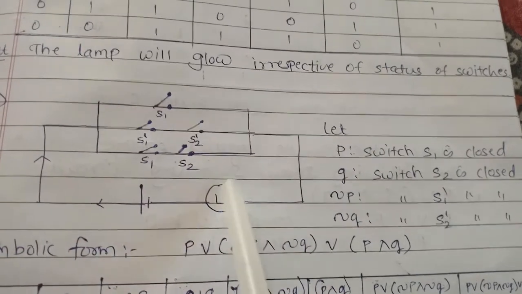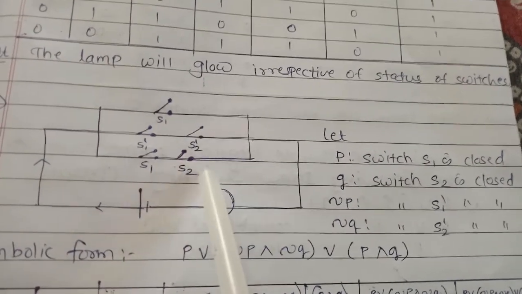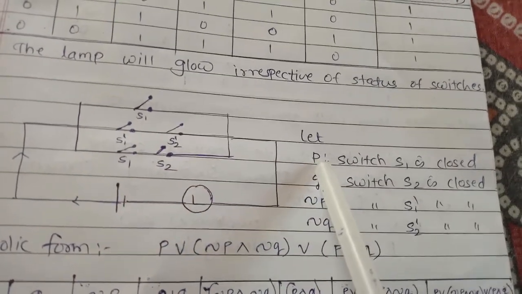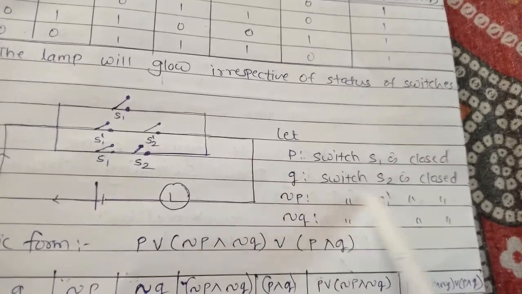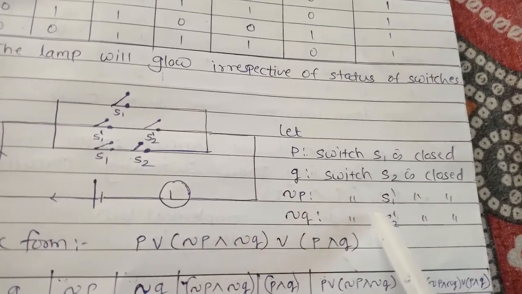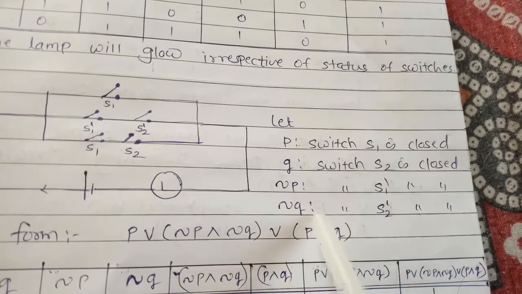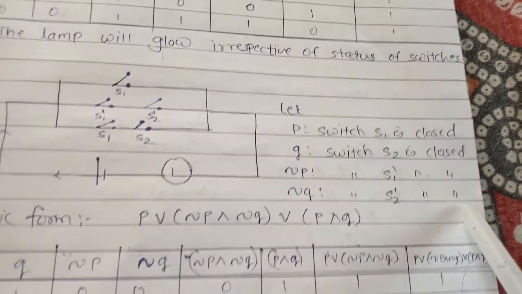So since again there are two switches, that is S1, S2 and their negation, we write: P, switch S1 is closed; Q, switch S2 is closed; negation P, that is switch S1 dash is closed; and negation Q, that is switch S2 dash is closed. So we have to write down the symbolic form.